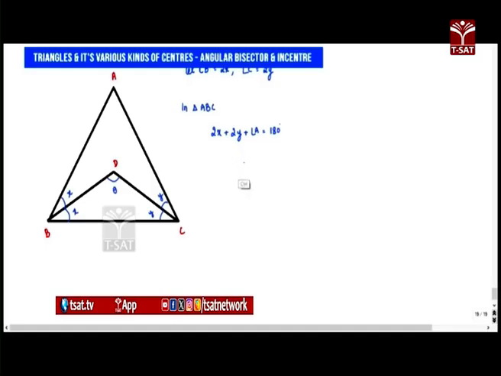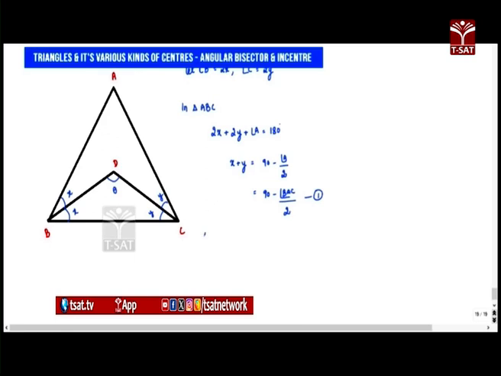x plus y is equal to, dividing everything by 2, 90 minus angle A by 2. This angle A, sometimes you also refer to it as angle BAC, divided by 2. Remember it as equation 1. It is very important in upcoming derivations. Remember that x plus y is equal to 90 minus angle A by 2, or else angle BAC by 2. Both of them are the same here.